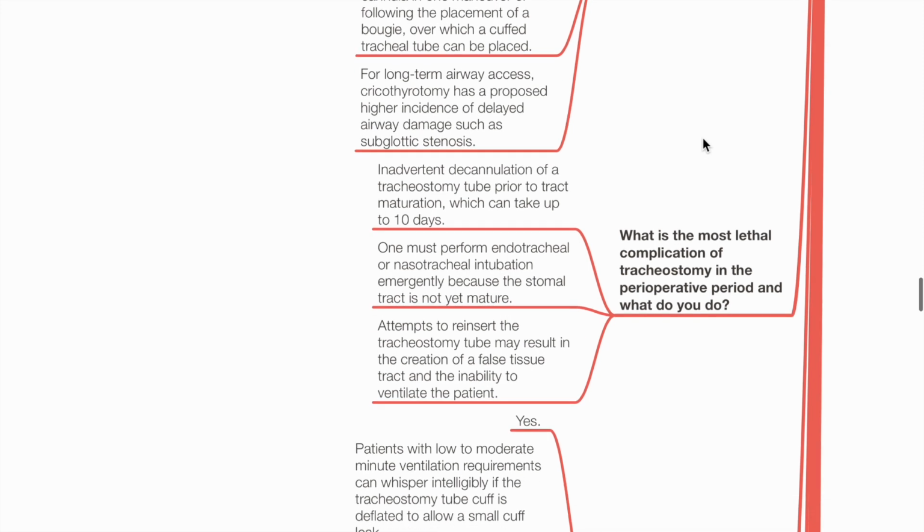What is the most lethal complication of tracheostomy in a perioperative period? Inadvertent decannulation of a tracheostomy tube prior to trach maturation, which can take up to 10 days. One must perform endotracheal or nasotracheal intubation emergently because the stomal tract is not yet mature. Attempts to reinsert the tracheostomy tube may result in the creation of a false tissue tract and the inability to ventilate the patient.